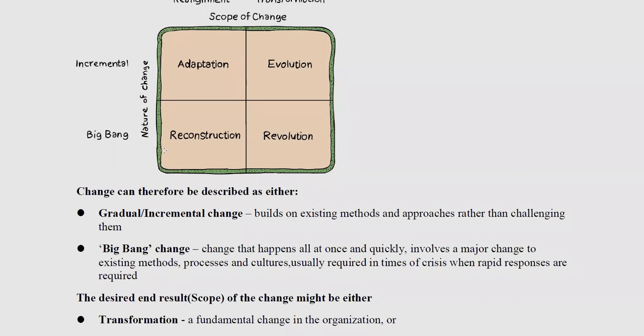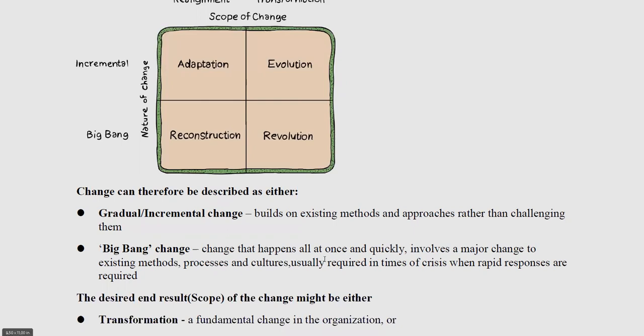So we first have to look at the nature of the change. So a change can be gradual or incremental, which means that it builds on your existing methods or policies and approaches rather than challenging them. So it's gradual. Then a big bang change is a change that happens all at once and quickly and involves a major change to existing methods, processes, and cultures, usually required in times of crisis where rapid responses are required.